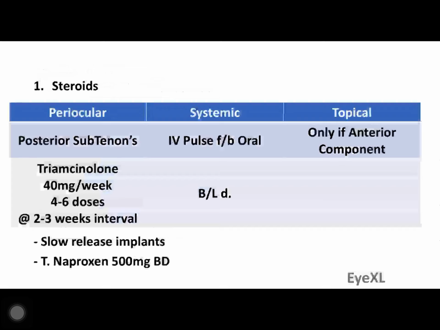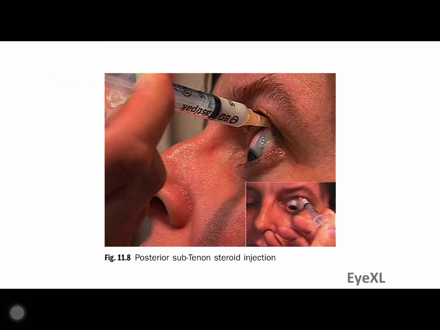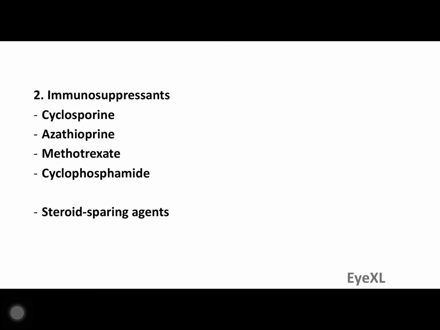Slow release implants are also under investigation, where you implant a slow releasing steroid implant in the vitreous cavity. These are still under investigation, and it will be a couple of years until we are able to use them on a larger scale. And although not a steroid, tablet Naproxen, which is an NSAID, non-steroidal anti-inflammatory drug, has been shown to be useful in a dose of about 500 milligrams twice daily. So that is how you give a posterior subtenons injection. Not usually preferred if it's a bilateral disease, because understand that twice the number of injections you give, twice the number of complications also that you have to anticipate.